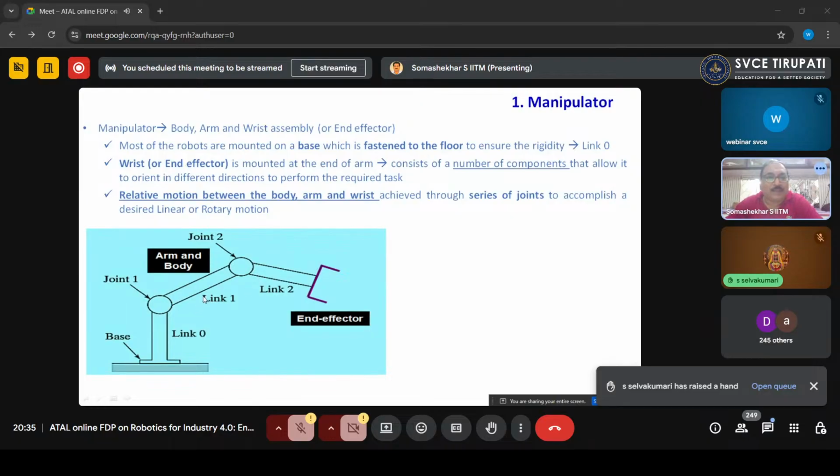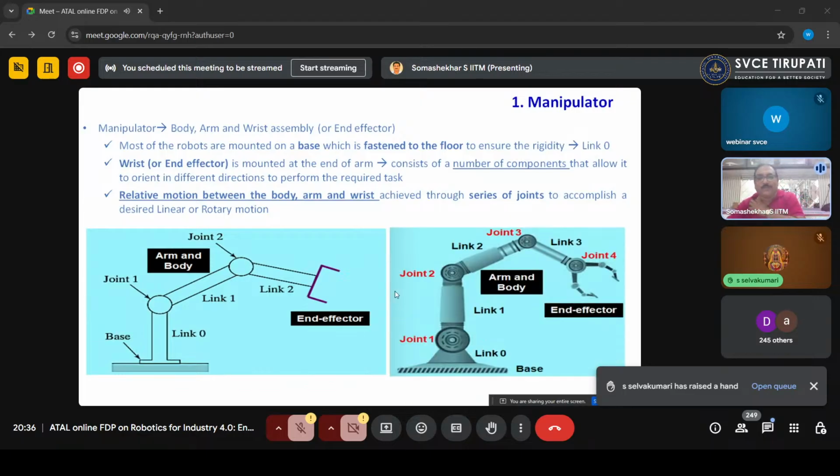Then link 1 and link 2 are connected with joint 2, then it is an end effector. Correct? When we are formulating, you will see now, this is arm and body motions. Correct? Arm and body motion, how many degrees of freedom? 3 degrees of freedom are there, arm and body. Then the end effector is having the 3 degrees of freedom.